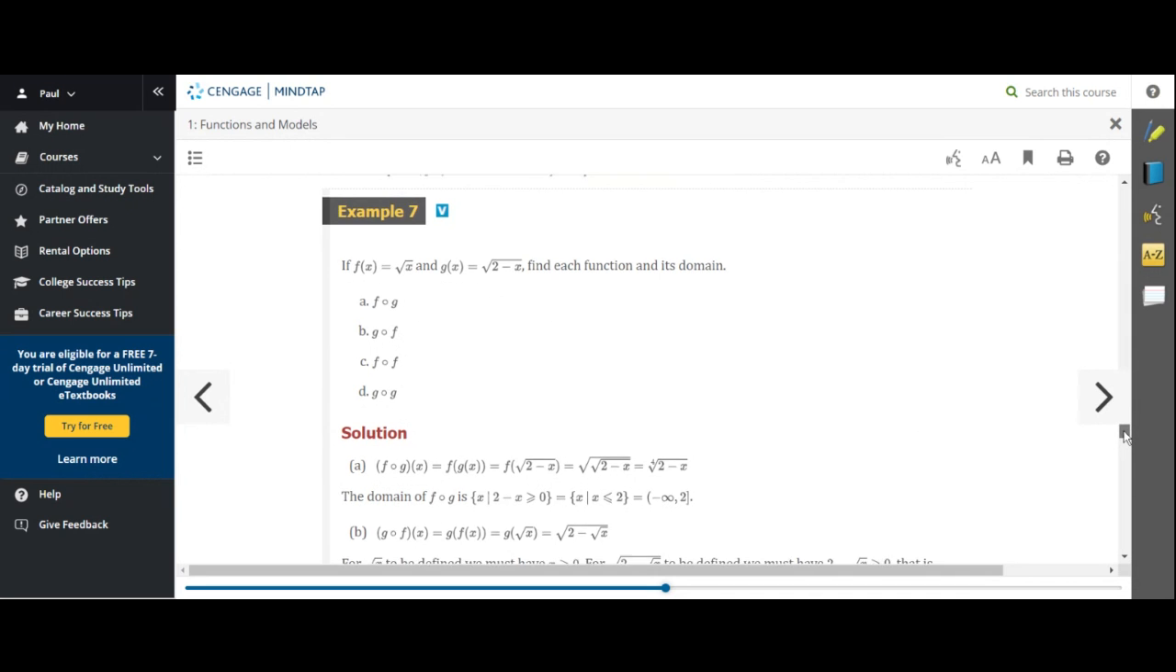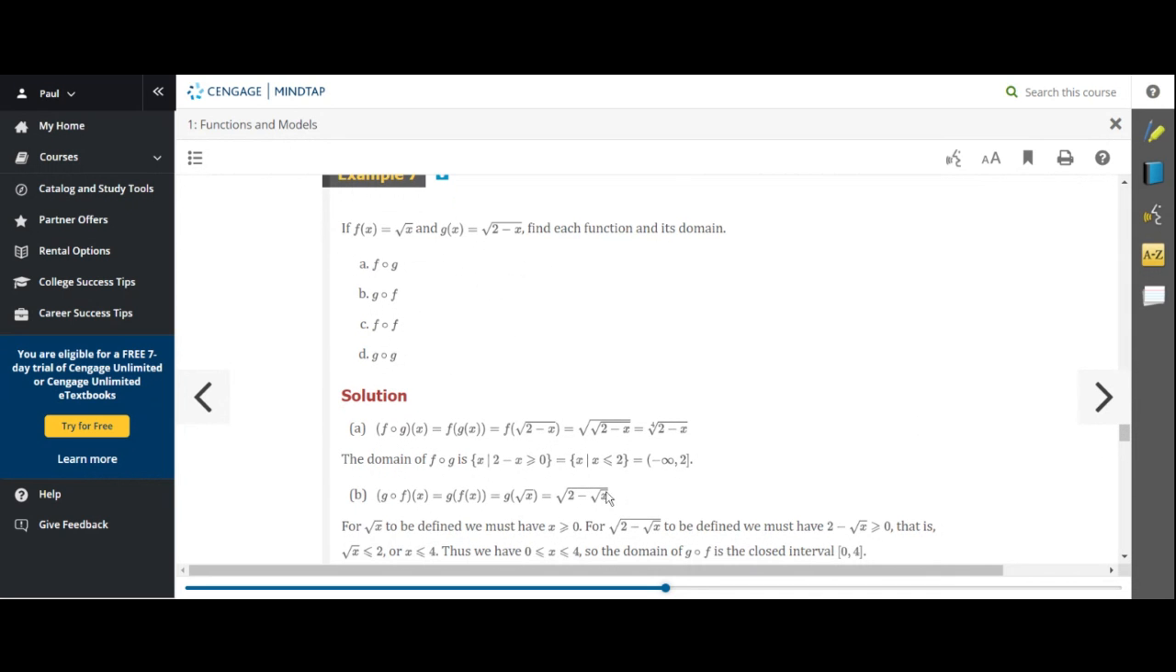On the other hand, if you do g composition f, you're going to get the square root of 2 minus the square root of x. And then they go into finding the domain for that. So really, the composition of two functions f and g is the reason I wanted to go over this briefly, because it's going to be used in section 3.4, which we're learning today, the chain rule.